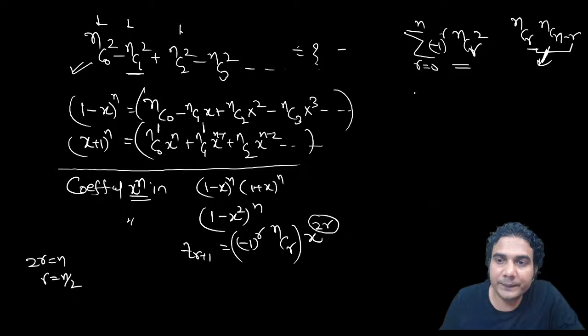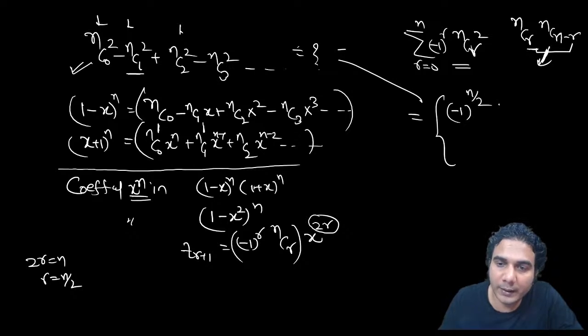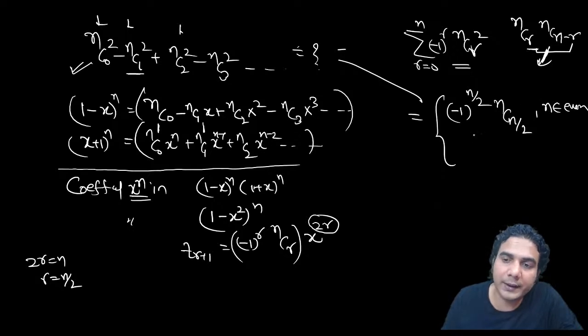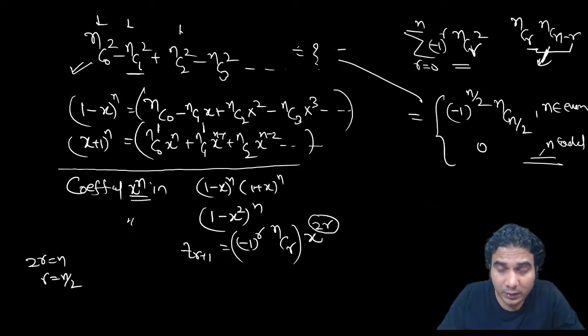So this series is going to be equal to minus 1 raised to, put r is equal to n by 2, nC(n by 2), but when will this answer exist? When n is an even number, all right? And 0 when n is an odd number. Okay, so we have got two answers. Understood this? Have a look, then I'll give you one example to solve.